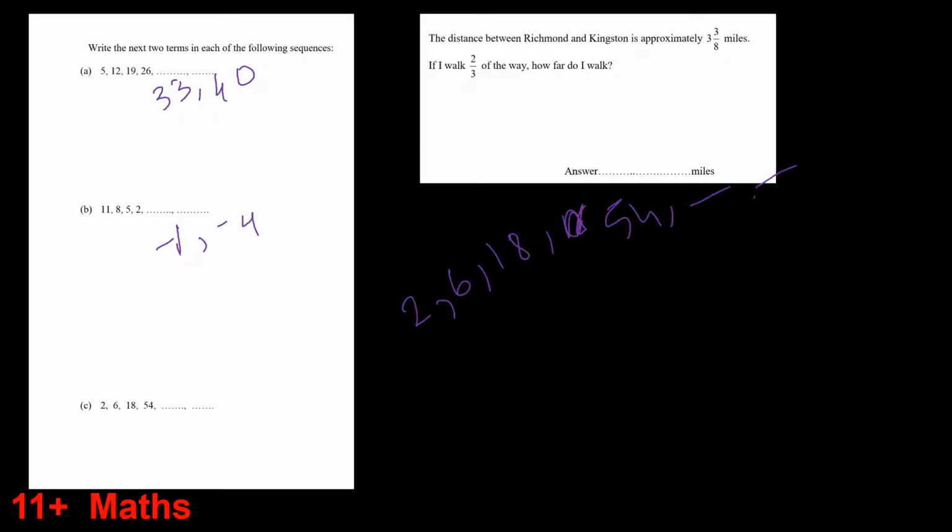Now 2 plus 4 is 6, 6 plus 4 is 10. It's 18, not 10, so it probably is a multiplication. So 2 times 6 is 12, so it's not that. So 2 times 3 equals 6. And then 2 times 9 equals 18.